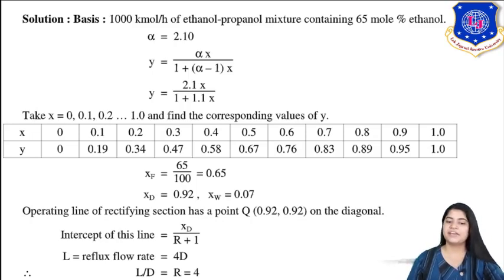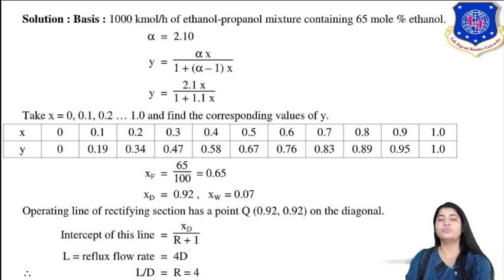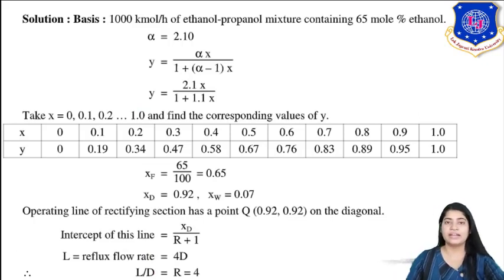Now here xf, xd and xw values are given. What is also given is that your reflux flow rate is 4 times your distillate amount. Hence your reflux ratio R is equal to 4. Clear? Now you can see that you have plotted an equilibrium diagram in your graph, that is your equilibrium curve. Now Q point, what is it? That is the intersection of your rectifying section operating line and the diagonal. It is from 0.92, that is the distillate composition. So first of all plot your point Q.